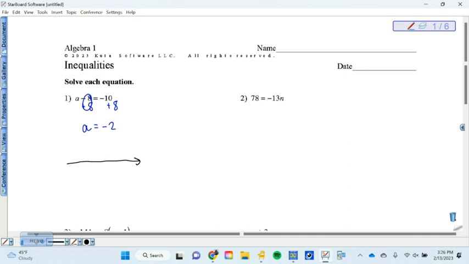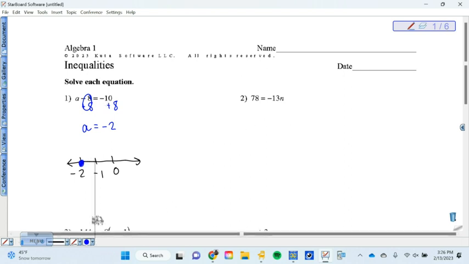If I wanted to graph that solution, since I only have one variable, I'm not going to use a coordinate plane. I would just use a number line, and I'd go to negative 2. And I would just put a point right there if I wanted to graph this solution. Does that make sense? There's only one number that's going to make this equation work.